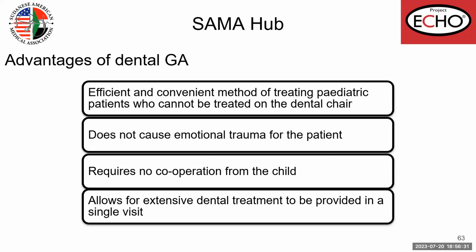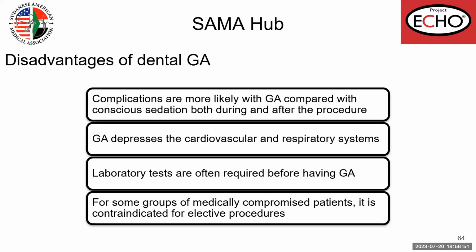So the main advantage of the general anesthesia is that it is an efficient and convenient method of treating pediatric patients who cannot be treated on the dental chair. It doesn't cause emotional trauma for the patient because they will be just sleeping all the time. It requires no cooperation from the child and allows for extensive dental treatment to be provided in a single visit. These are the main strength points of the general anesthesia.